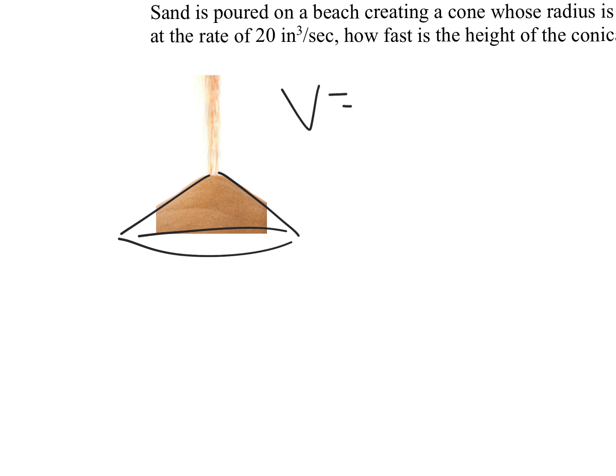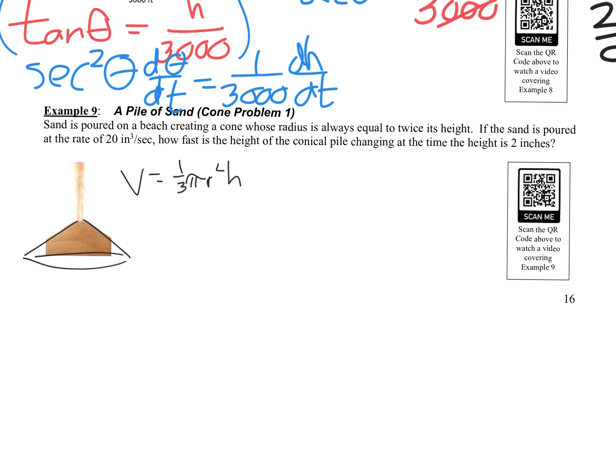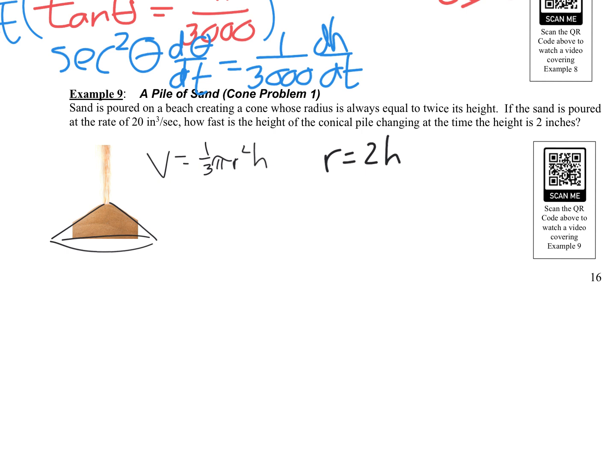Pretty cool. So now here's the issue. If you deal with R and H, then you have to be looking for only one of them, but you have two. So what did they tell us about the relationship between R and H? Yeah, radius is 2 times the height. Now, here's where you have to look at the big picture. What are you trying to solve for? Which changed, the radius or the height? Height. So we are looking for, and this makes such a difference, dH/dt. We're looking for dH/dt.